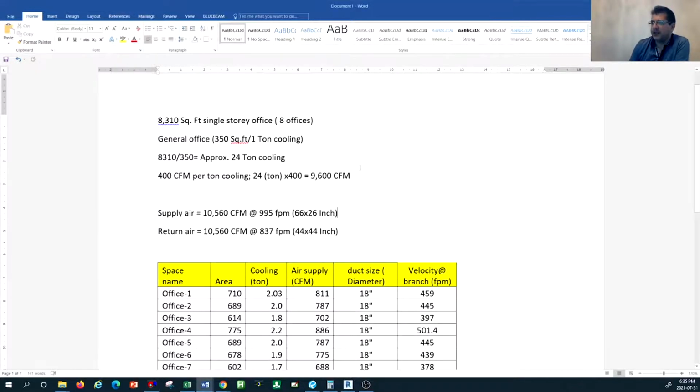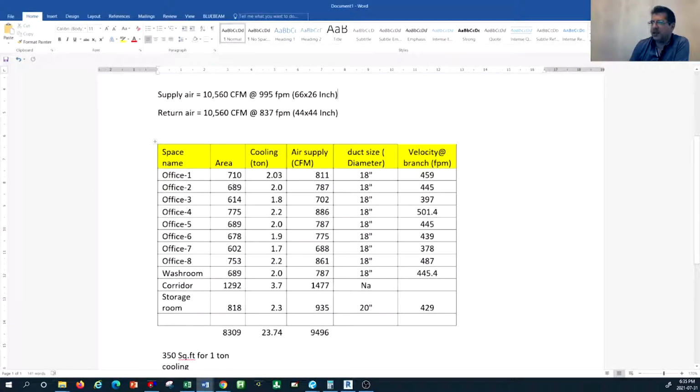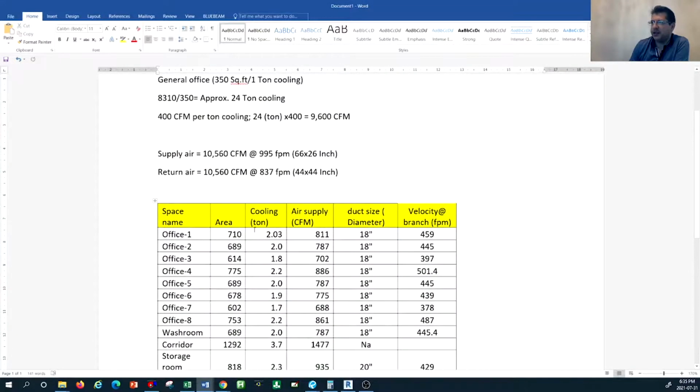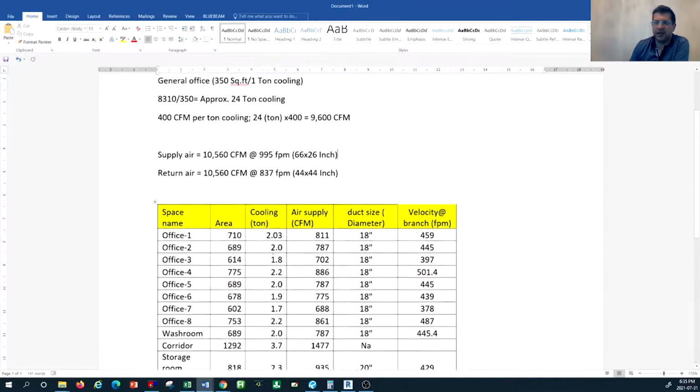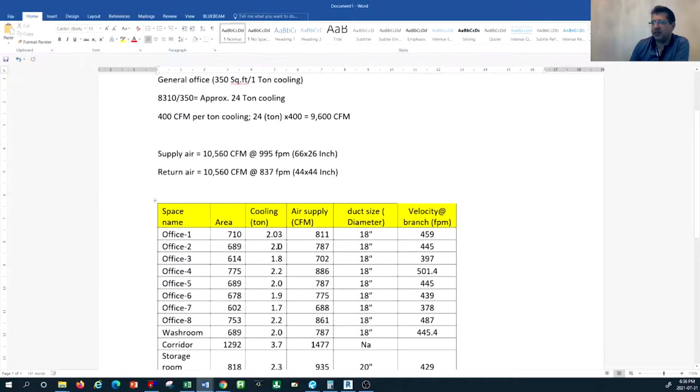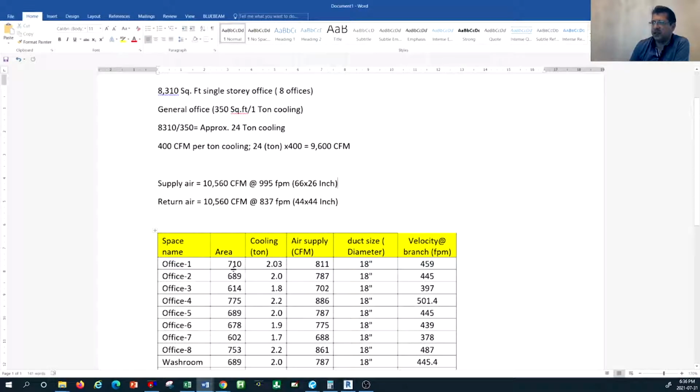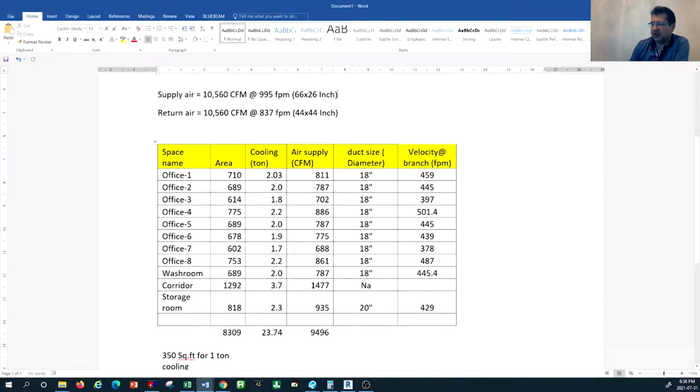So as you can see, I have multiple offices here. I have the area of each office. Then given that same analogy, I can calculate the cooling tonnage per office that I would need. It's basically you divide this by 350 and then you get the cooling tonnage. And when you have the cooling tonnage, you multiply that by 400, you get your air supply per room. And then based on air supply per every room that I have, I come up with a total of 9,496 CFM air required in all of these different rooms.